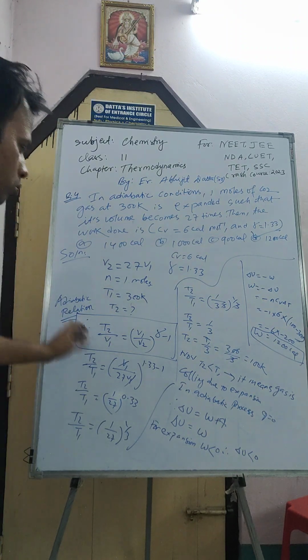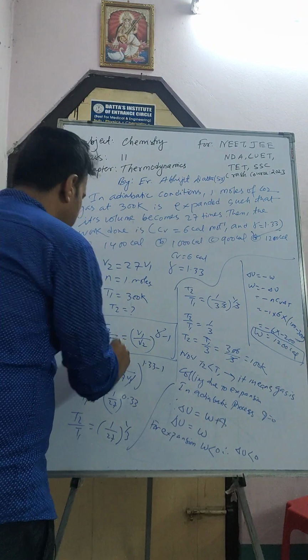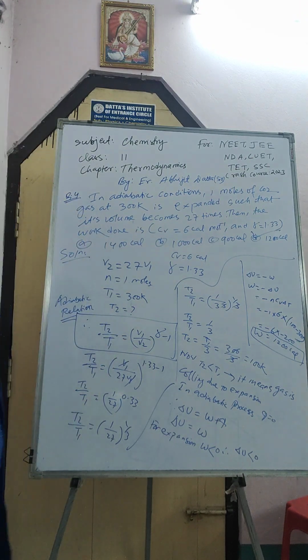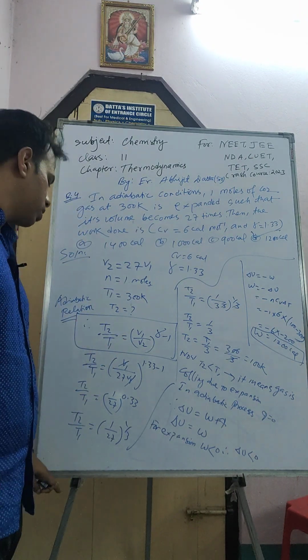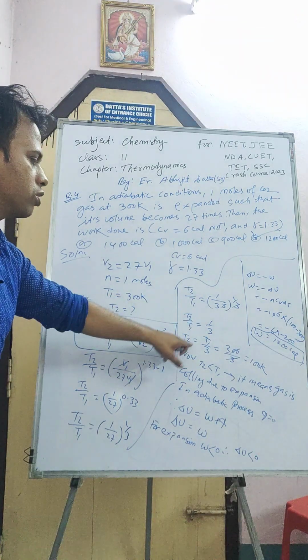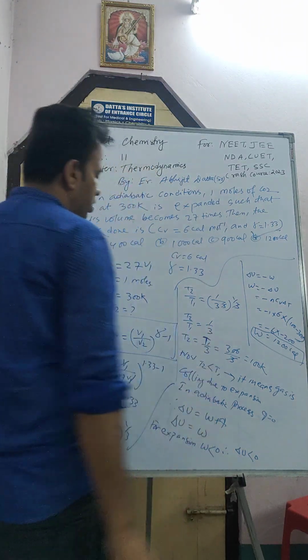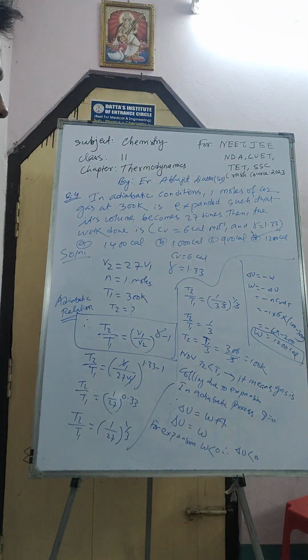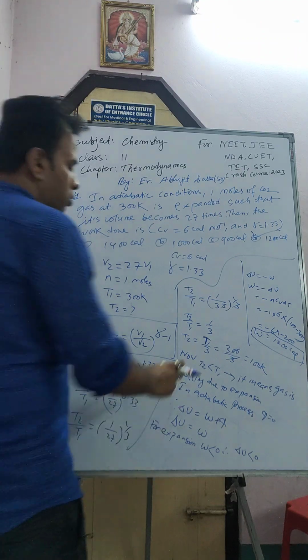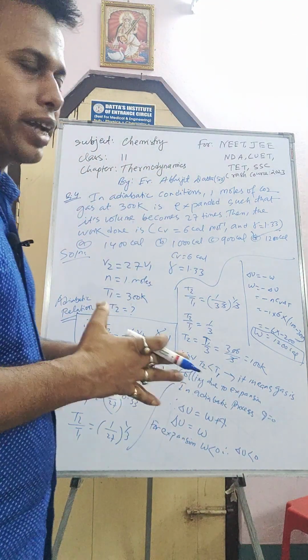So T2 by T1 is equal to V1 by V2 to the power gamma minus 1. Now I put all the values. After simplification, T2 by T1 is equal to 1 by 3. That is T2 equal to T1 by 3. T1 is 300, so 300 by 3, that is 100 K. Now since T2 is less than T1, it means gas is cooling during expansion.